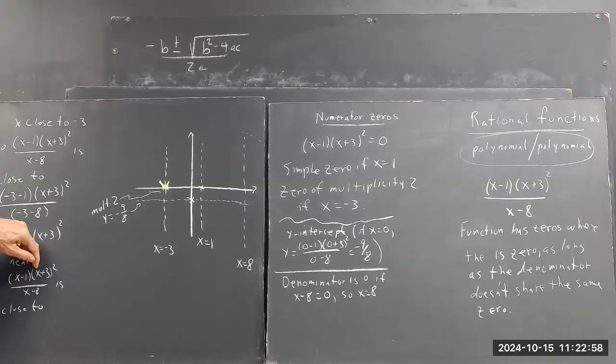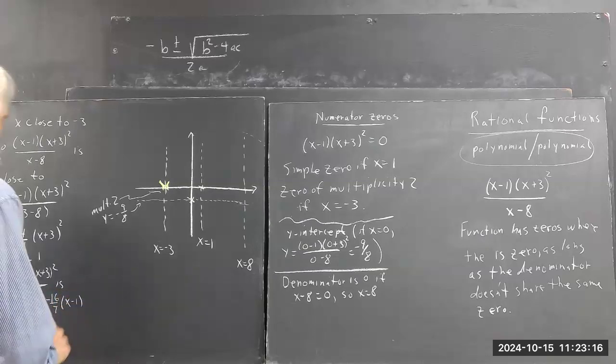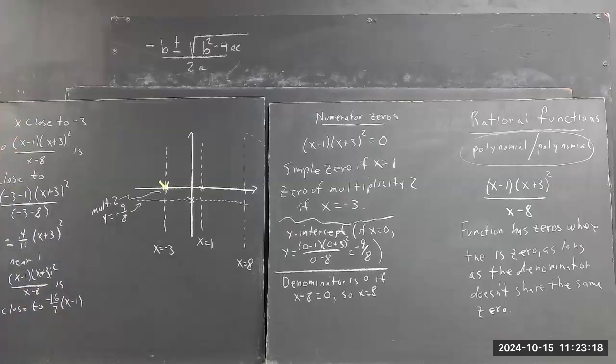Well, x is 1. 1 and 3 is 4, and you square that, you get 16. And then 1 minus 8 is -7. So the function is close to -16/7 times (x minus 1). A graph of -16/7 times (x minus 1) is going to have a slope of -16/7, and it's going to pass through this point.